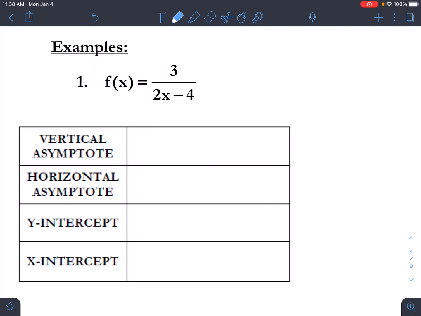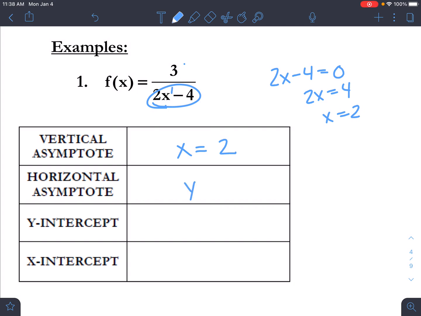So what's the vertical asymptote? Vertical asymptote, we set the denominator equal to 0. We write this as an equation, aka you don't just write 2, you have to write x equals 2. Okay, horizontal asymptote, how do we find that? That's when we compare the degree of the top versus the degree of the bottom. So notice degree of the top is 0, degree of the bottom is 1. So since the bottom is bigger than the top, we get y equals 0.